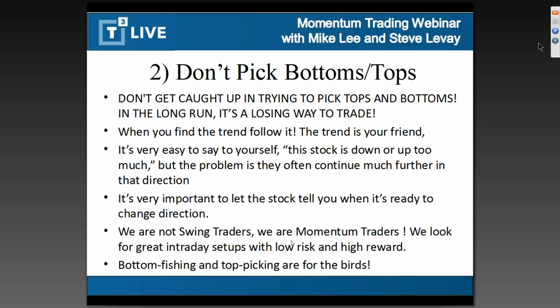We take low risk to make good money. I'm risking 50 cents to make $1. I'm risking 10 cents to make 50. Okay, and that's the way we think, that's the way we trade, and that's why we are still doing this 13 years later. Bottom fishing and top picking are for the birds. Self-explanatory, gang. We don't even need to go over that one anymore.